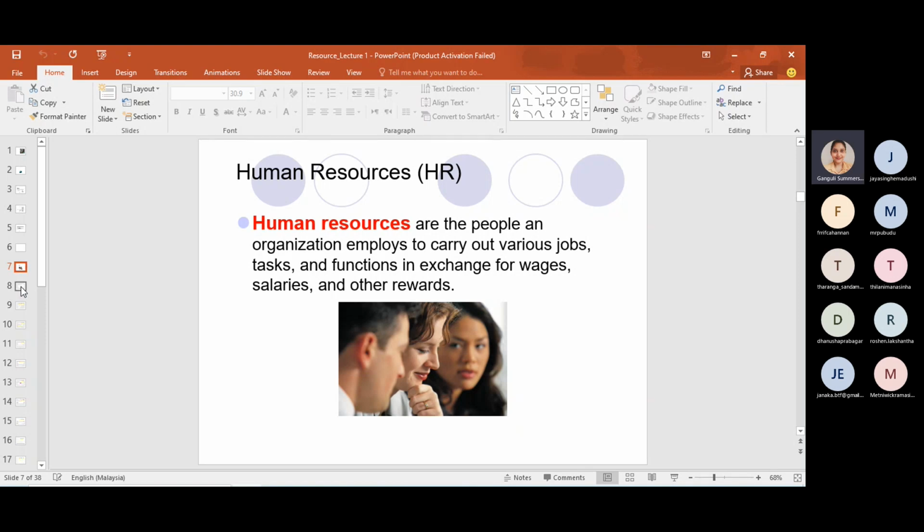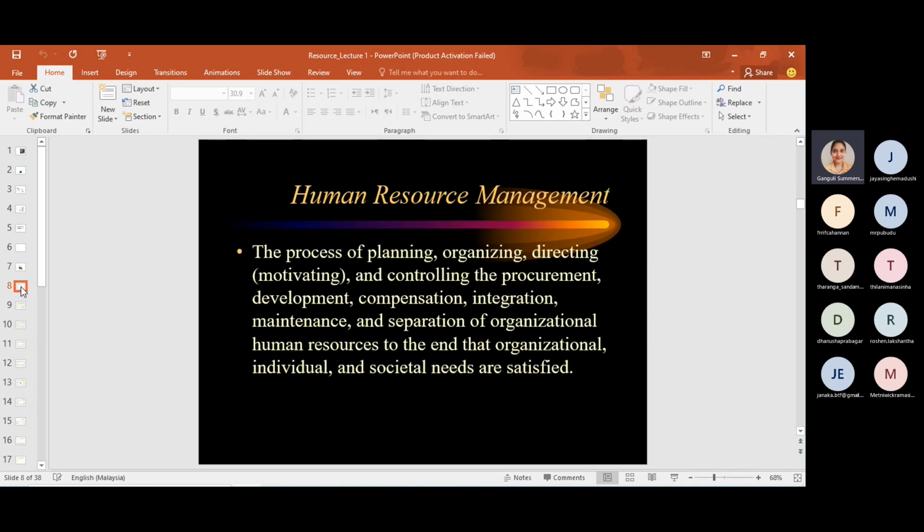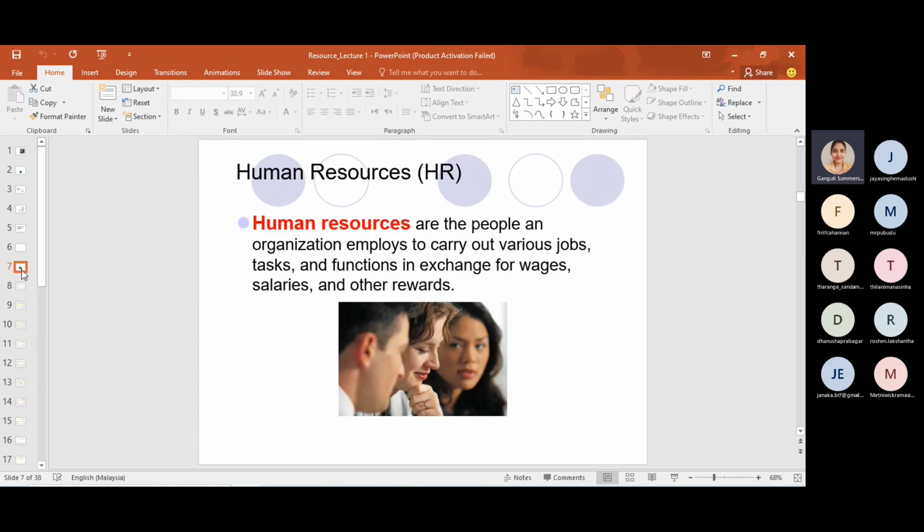So now we are going to learn what human resource management is. These are two different things, guys. Do not get them confused. Human resources and human resource management are not the same thing. They are totally different. Human resources are the people, the human beings. Human resource management is about how you manage these humans.